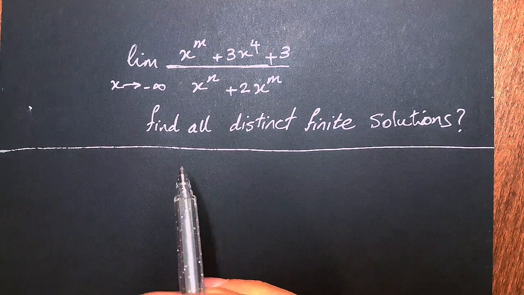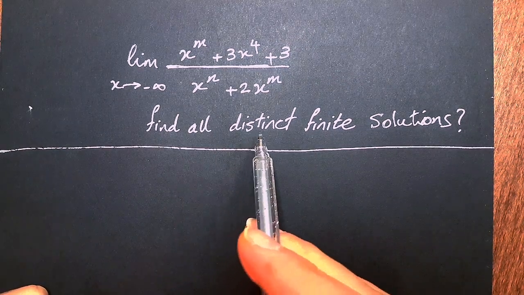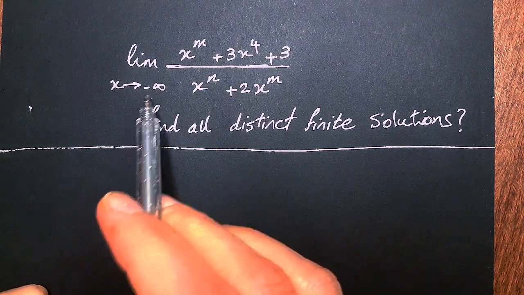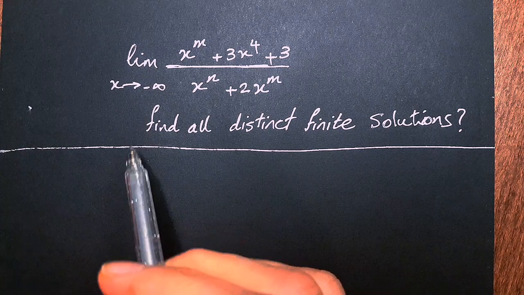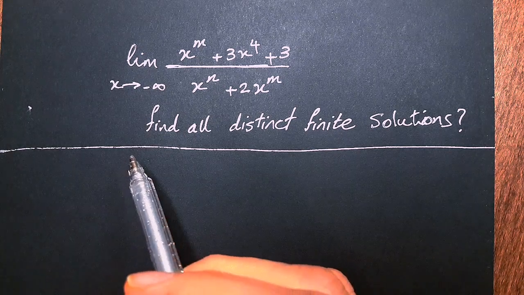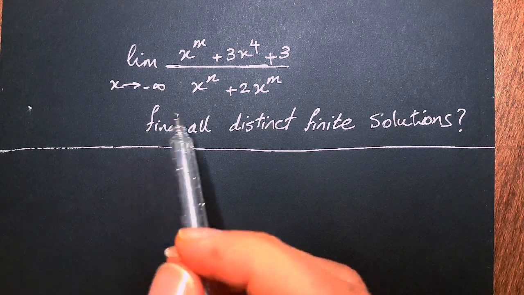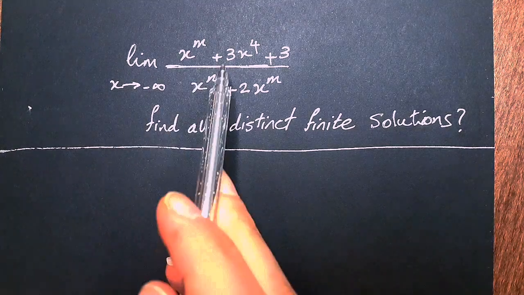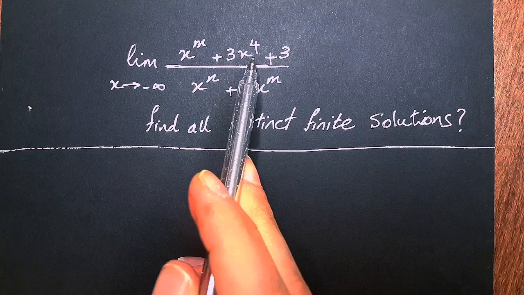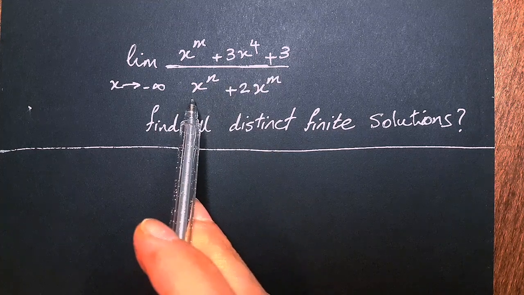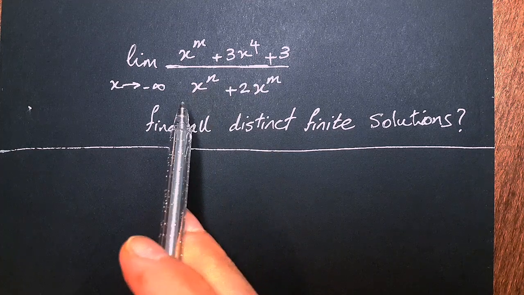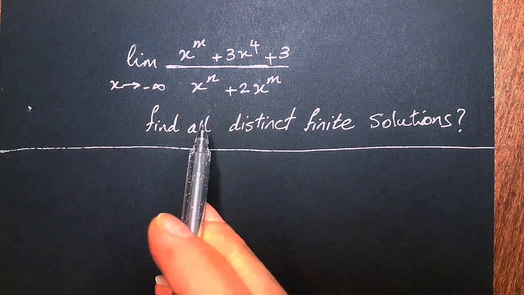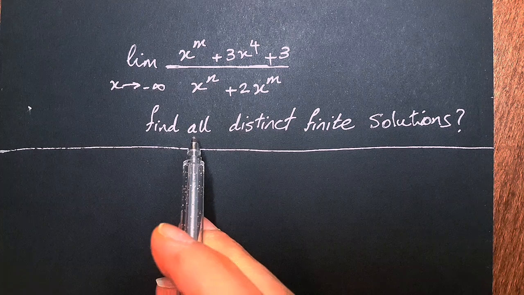Hello everyone. Find all distinct finite solutions of the limit of this expression when x goes to minus infinity. This is not a hard question, but it needs a little bit of work. On the numerator, we have x to the power of m plus 3 times x to the 4 plus 3. And on the bottom, we have x to the power of n plus 2 times x to the power of m. And m and n are positive integers.